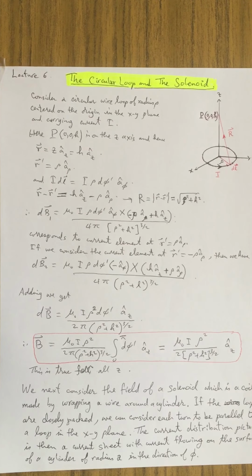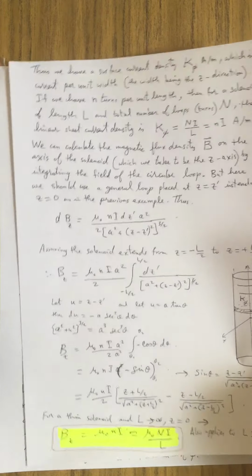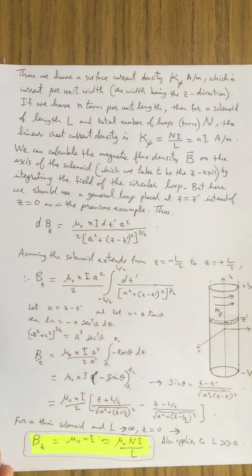We next consider the field of a solenoid, which is a coil made by wrapping a wire around a cylinder. If the loops are closely packed, we can consider each turn to be parallel to the loop in the xy plane. So the current distribution picture is then a current sheet with current flowing on the surface of a cylinder of radius a in the direction of φ. This picture shows the current distribution.